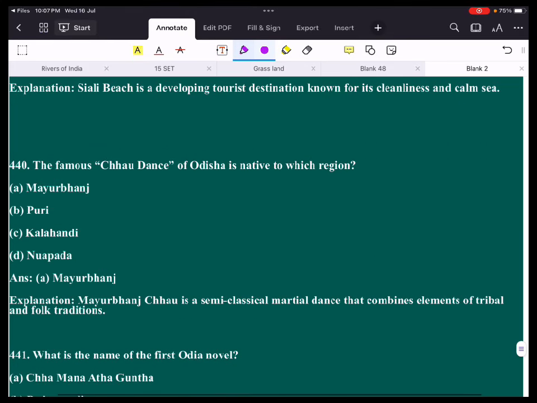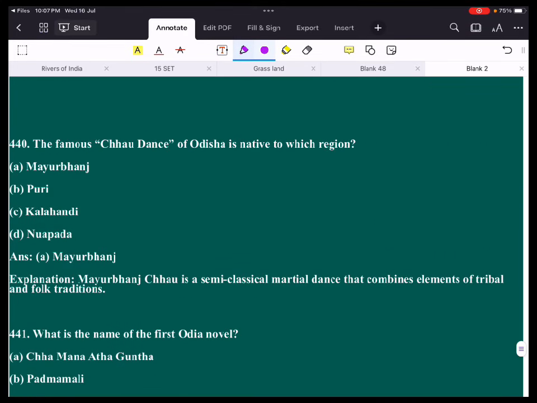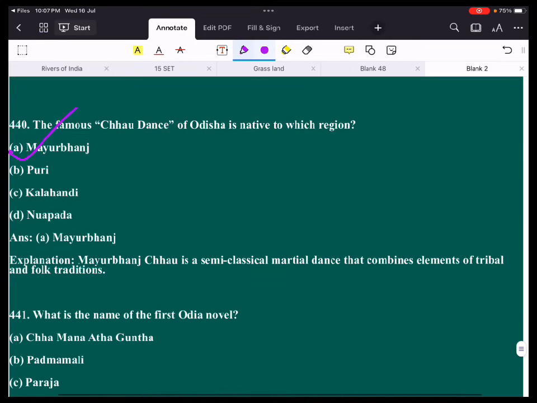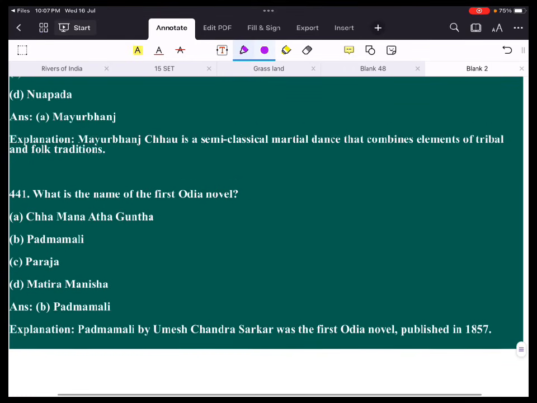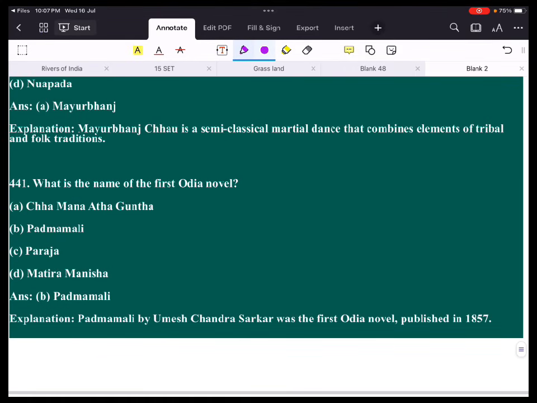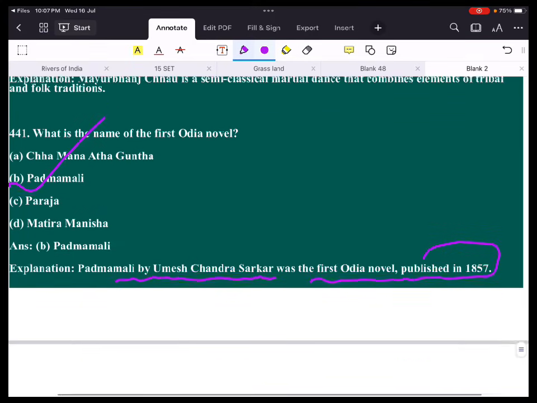The famous Chhau dance of Odisha is native to which region? It is option A, Mayurbhanj. What is the name of the first Odia novel? That is Padma Mali, option B. Padma Mali by Umesh Chandra Sarkar was the first Odia novel, published in 1857.